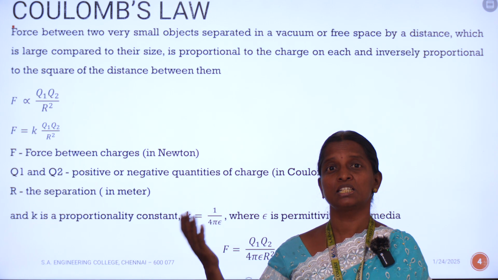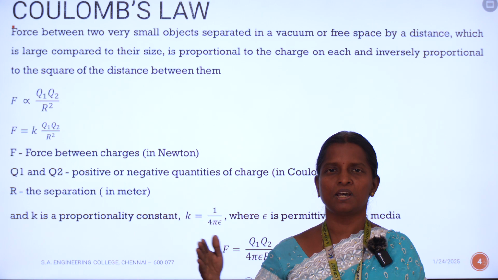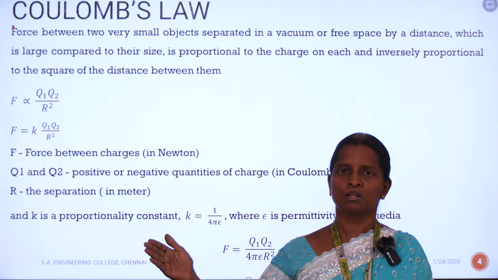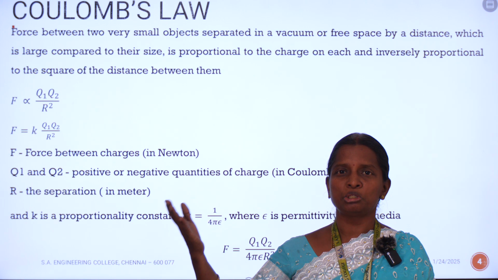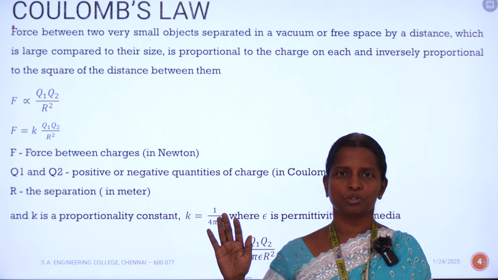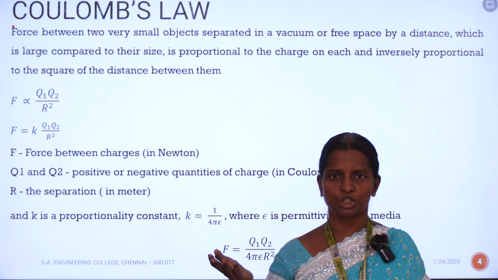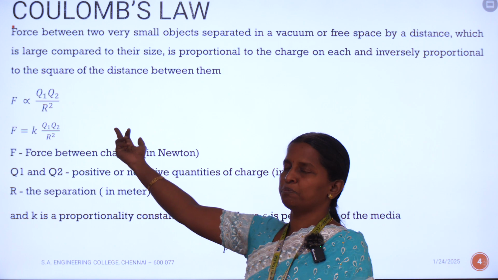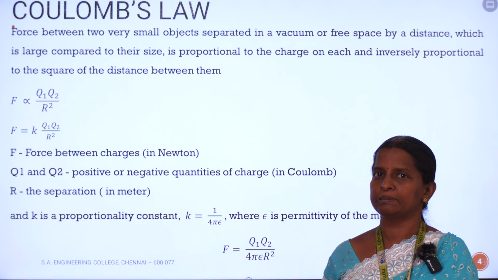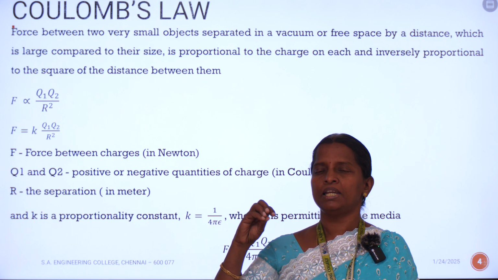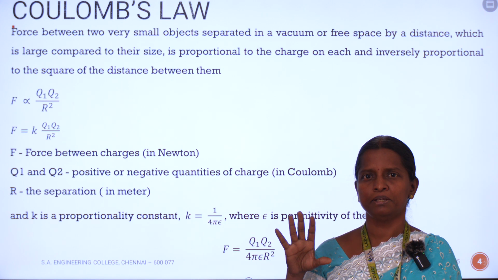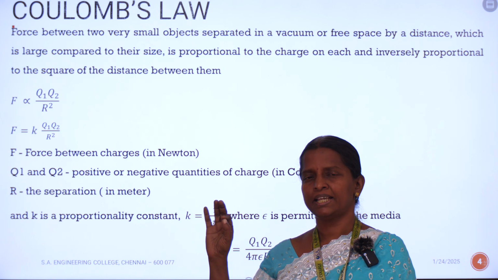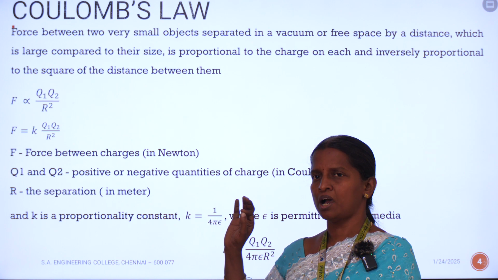So the force is inversely proportional to the square of the distance. For example, if you take a charge Q1, a charge Q2, and the distance between them is capital R, then the force is proportional to Q1 into Q2 divided by R square. That is, F is proportional to Q1 Q2 divided by R square. Whenever you have a proportionality, you can remove it by introducing a proportionality constant. So F is equal to K into Q1 Q2 divided by R square.